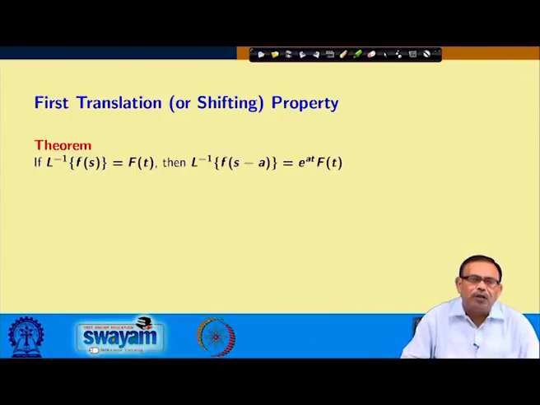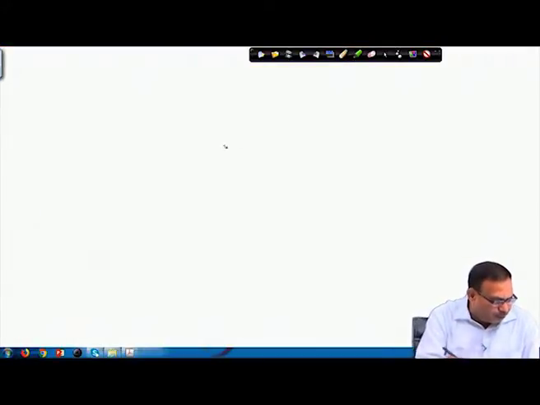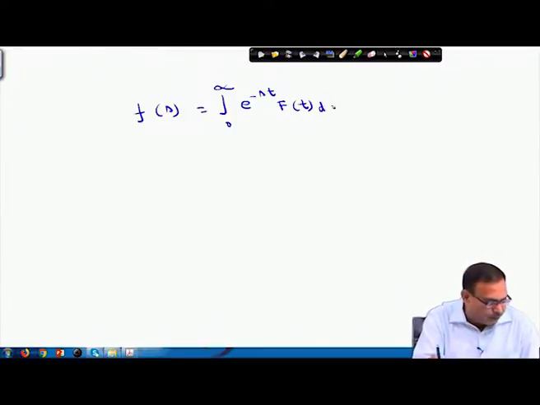The first property, which we call the first translation or shifting property, is: if Laplace inverse of F(s) equals f(t), then Laplace inverse of F(s minus a) equals e power a t into f(t). That is, if s is shifted from s to s minus a, then e power a t will be multiplied in the function. So, for the proof of this one, your F(s), we know it, is the integral from 0 to infinity of e power minus s t into f(t) dt, we know this thing.